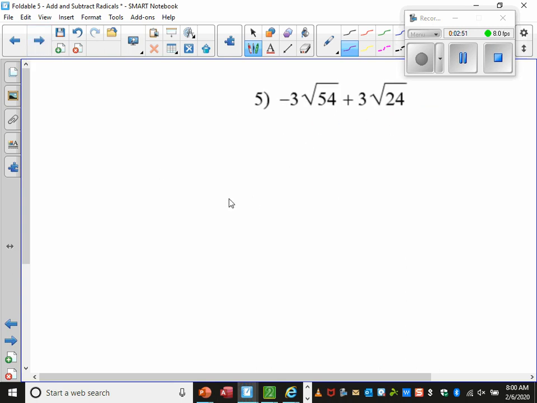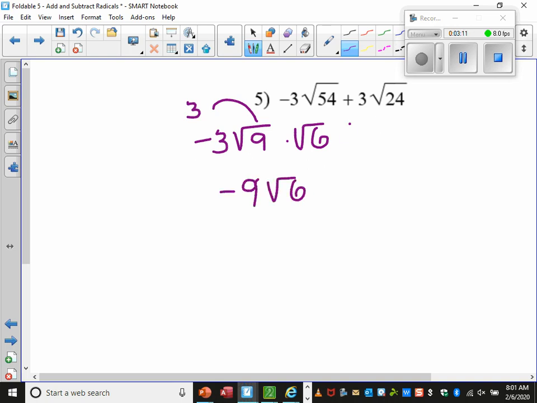All right, so we're going to simplify both this time. So I have -3. I'm going to take this 54. What should I break that down to? 9 and 6. So I'll go ahead and do this part first. Take the 3 out. That'll give me -9 rad 6 for the first one. Now I'm going to simplify the 24 to 4 times 6. Take the 2 out, multiplied by the 3 that's there, will give me 6 rad 6. And then of course -9 plus 6 gives me -3.